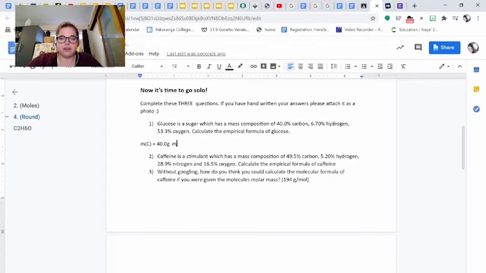The mass of hydrogen, however, is 6.70 grams. And last but not least, our mass of oxygen is 53.3 grams. What did you notice about all of those values? They're in 3 significant figures.